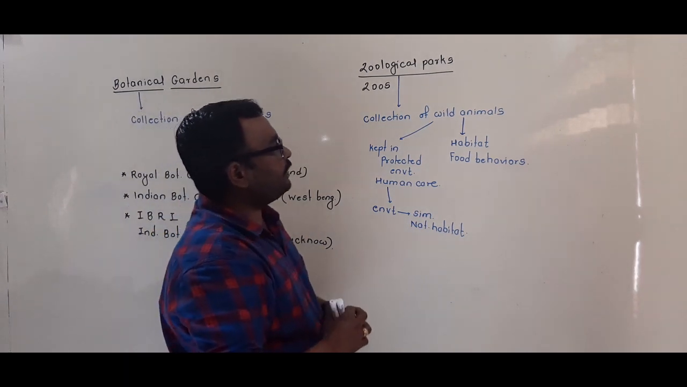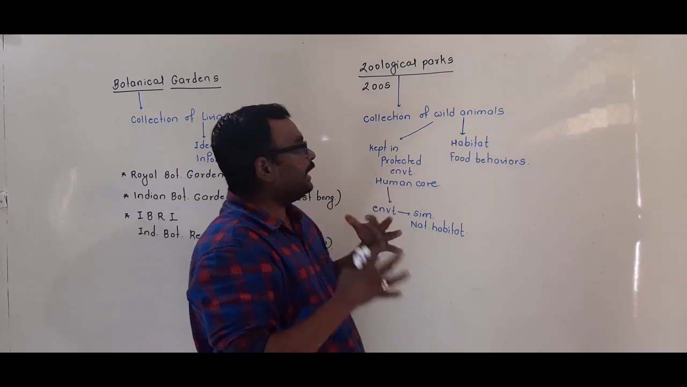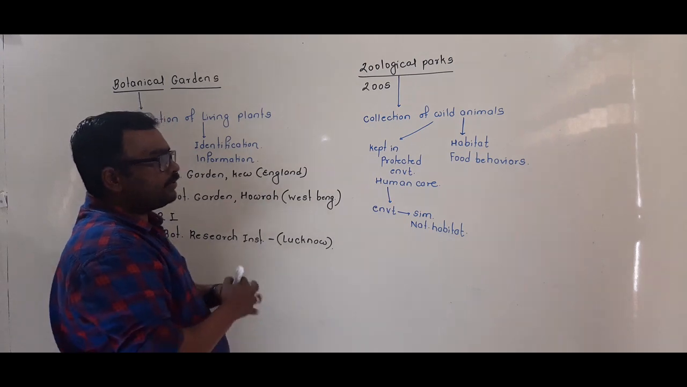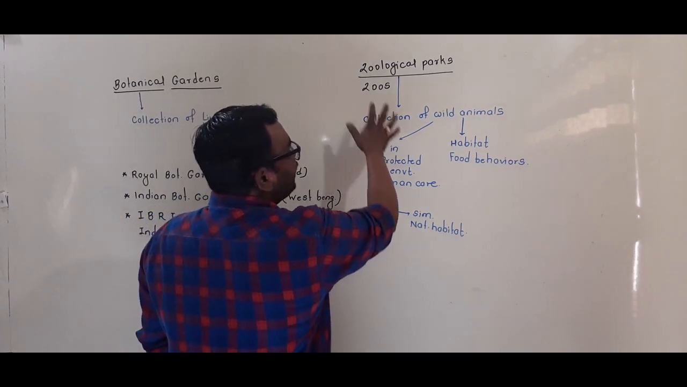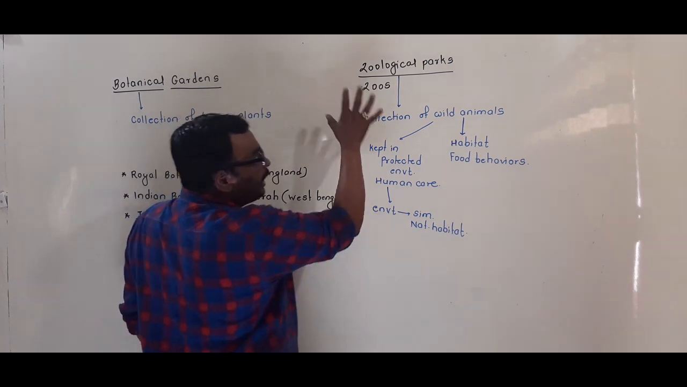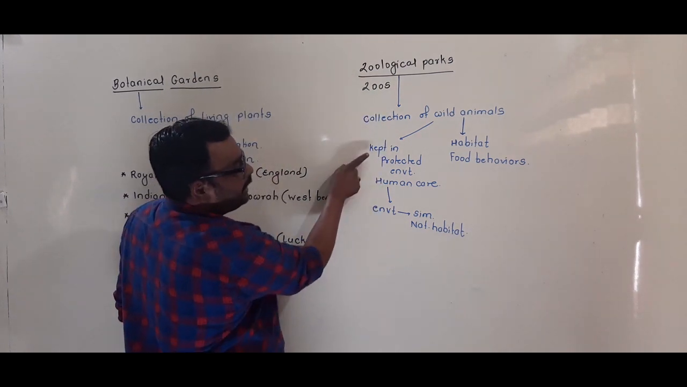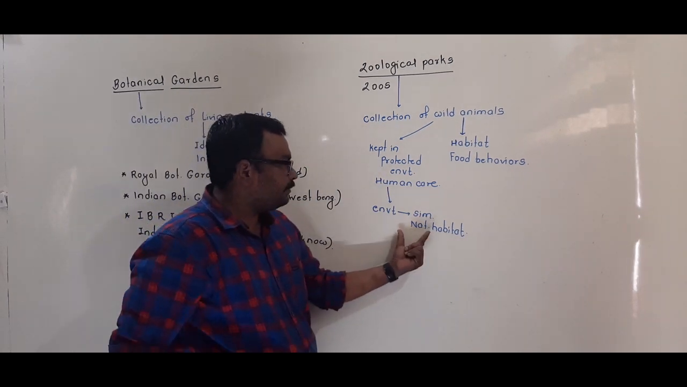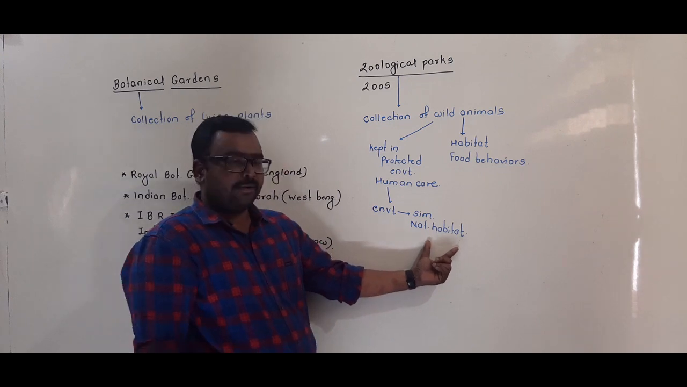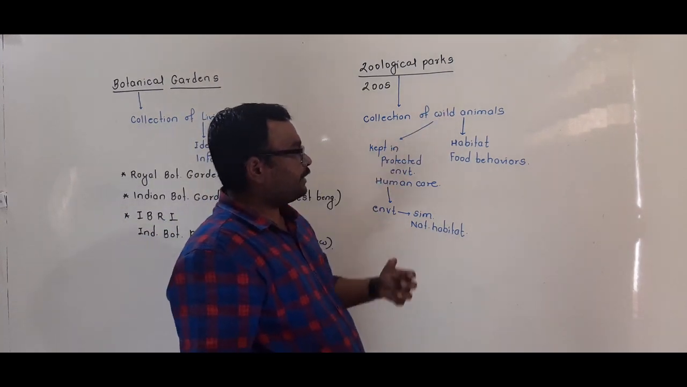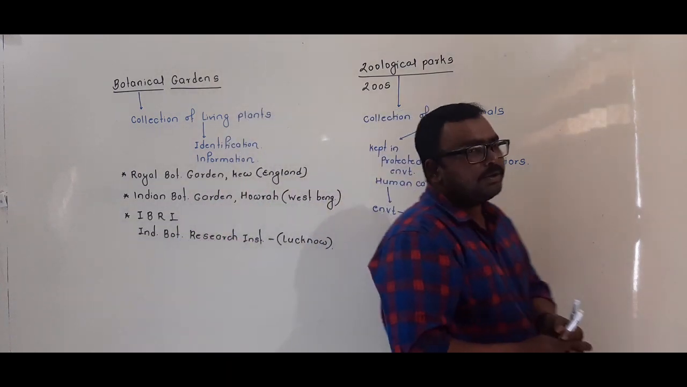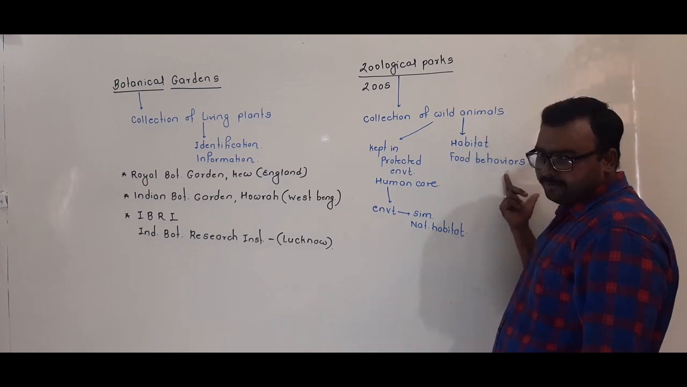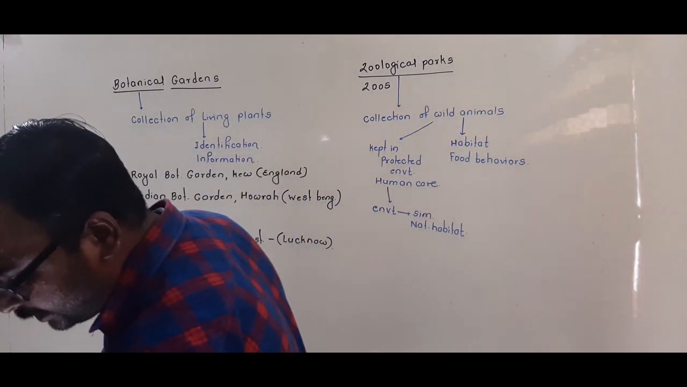Zoological parks are collections of which animals? Wild animals. Those animals which are endangered, or exotic animals imported from foreign countries, are collected and kept in zoological parks. All the animals present in zoological parks are kept in a protected environment under human care, and they are provided an environment similar to their natural habitat. Another point to remember: wild animals are kept in zoological parks for two purposes. First, to study their habitat, and second, to study their food behavior. So these are considered to be three taxonomic traits. Am I right?